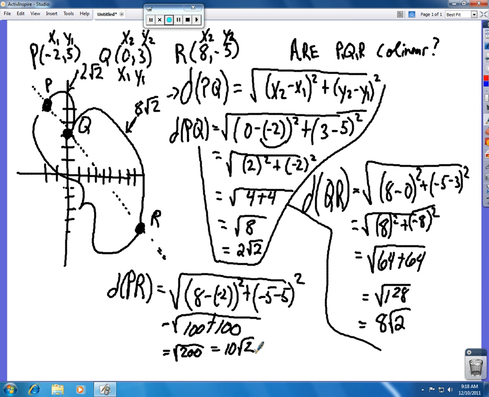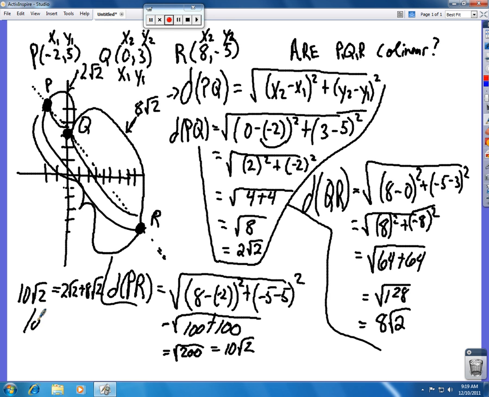Okay, so now we just need to figure out whether the 2 different segments here and here add up to the overall length. And your overall length was 10 root 2. And is that equal to 2 root 2 plus 8 root 2?